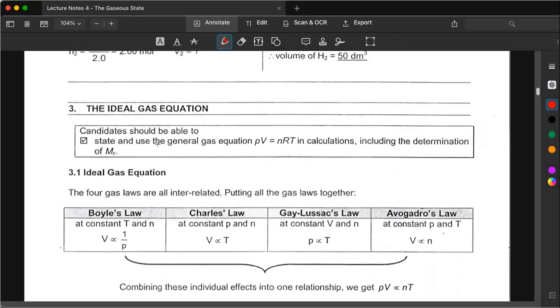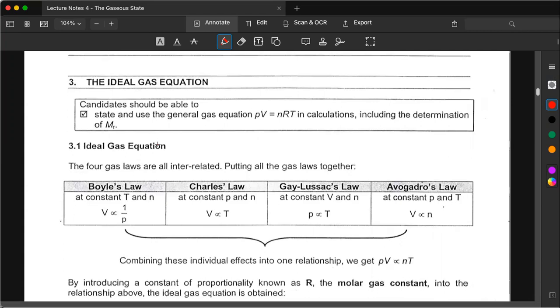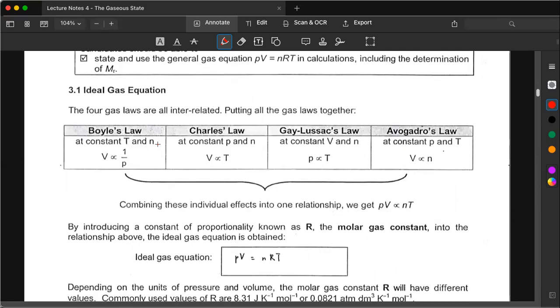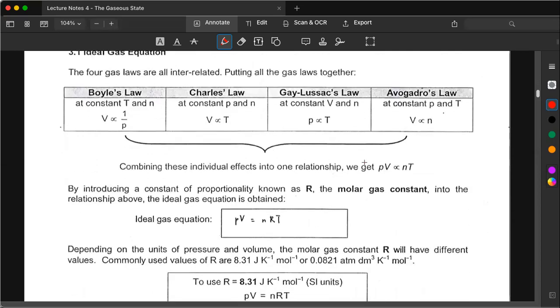Now looking at the ideal gas equation, the 4 gas laws are all interrelated. So putting all the gas laws together, we will develop this equation called the ideal gas equation. We introduce a new constant by putting them together. This constant R is the molar gas constant.